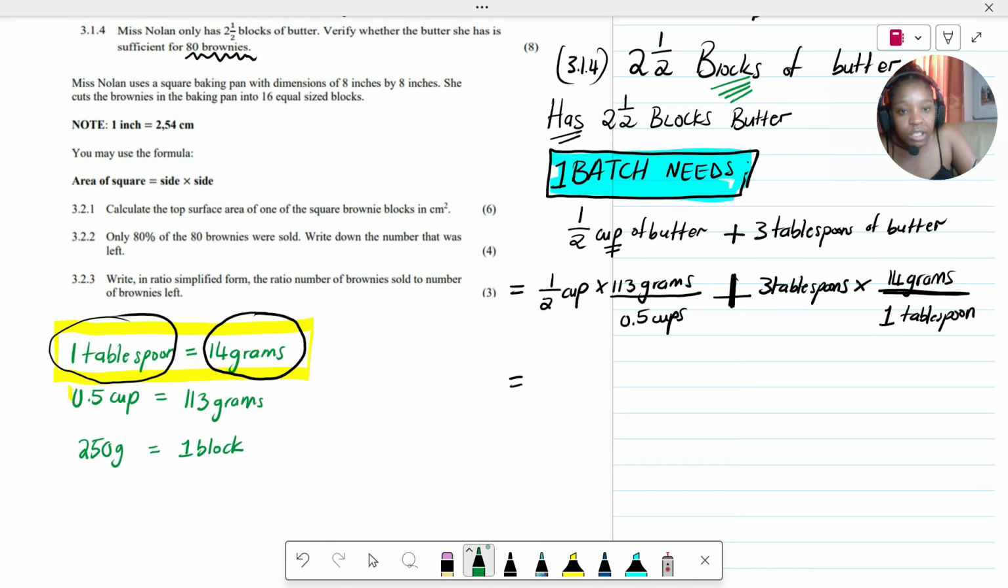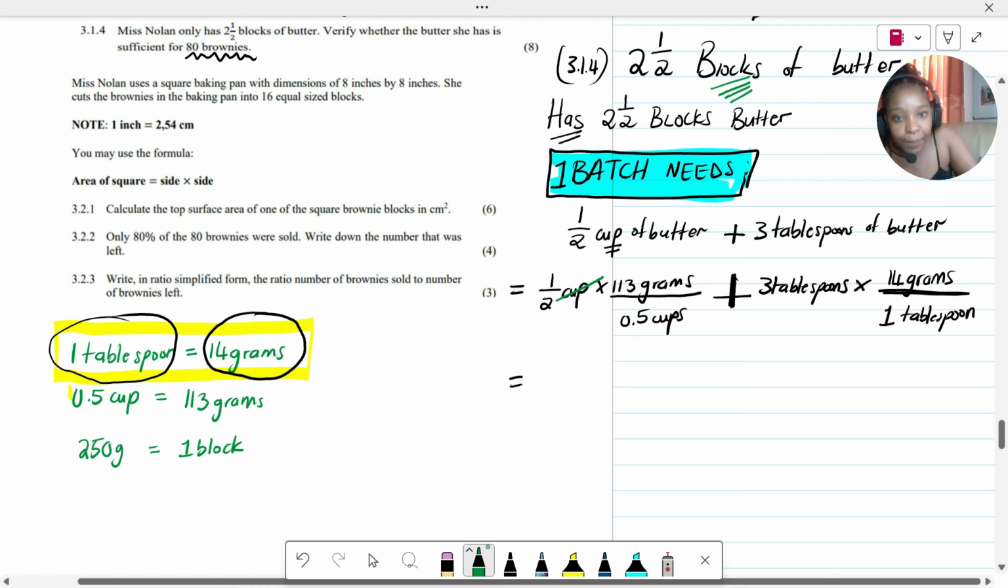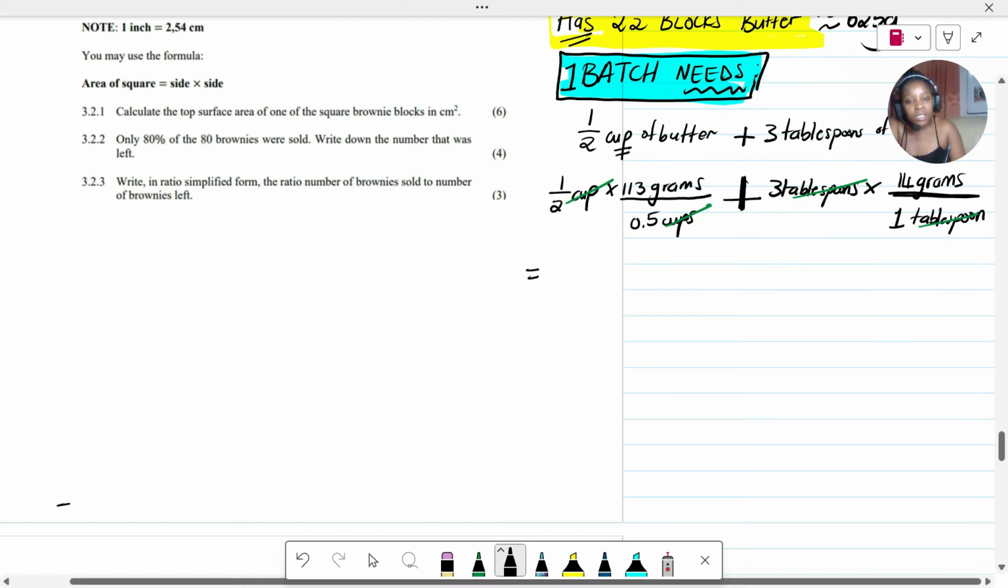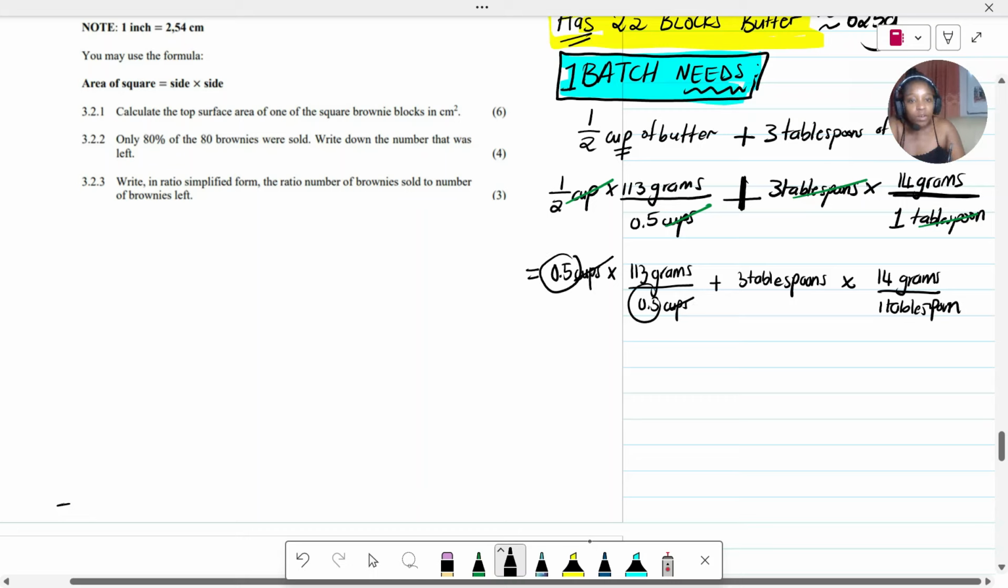So let's simplify further now. The cup and the cup cancel. This is actually the same as just saying 0.5 cups multiplied by 113 grams over 0.5 cups, plus 3 tablespoons multiplied by 14 grams divided by 1 tablespoon. So I'm just writing that again. From here, what do we see? We see that the cups and the cups cancel. The 0.5 and the 0.5 cancel.